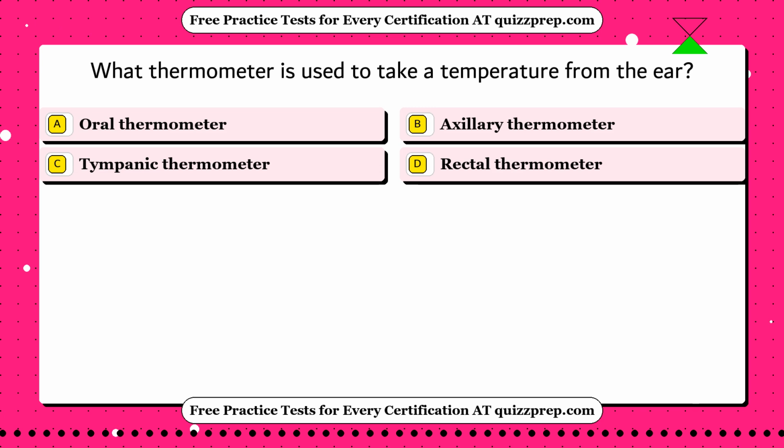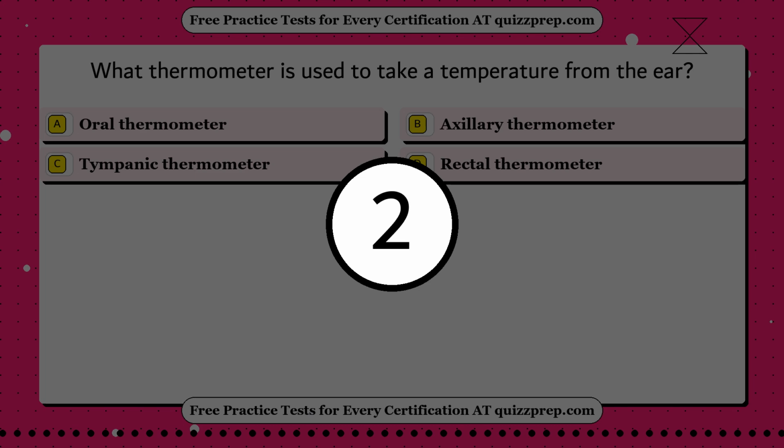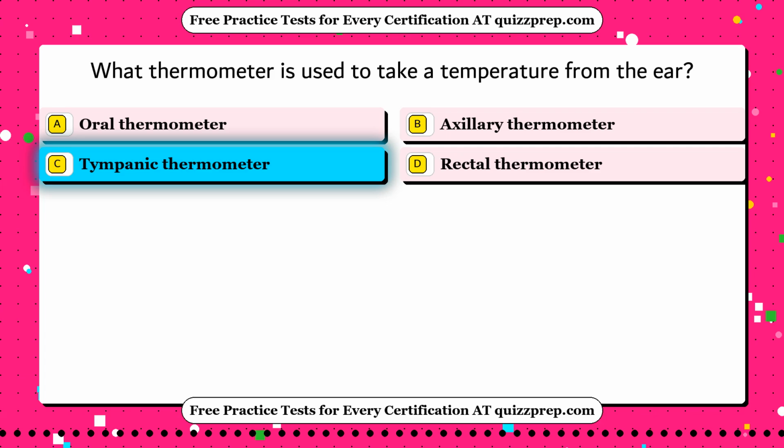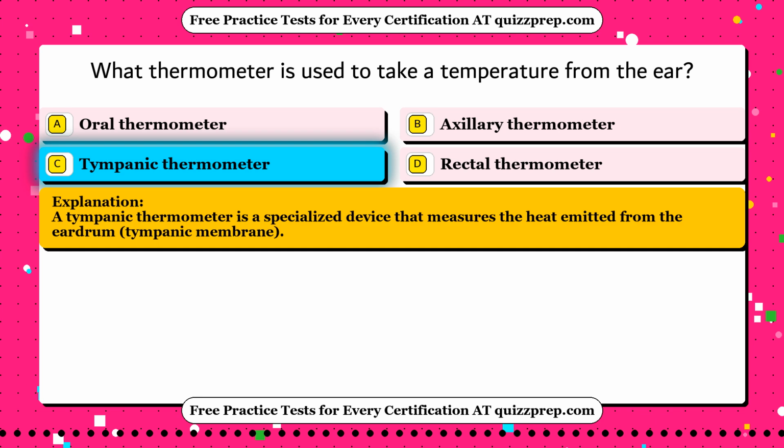Question 5. What thermometer is used to take a temperature from the ear? Option A, oral thermometer. Option B, axillary thermometer. Option C, tympanic thermometer. Option D, rectal thermometer. The correct answer is option C, tympanic thermometer. A tympanic thermometer is a specialized device that measures the heat emitted from the eardrum, tympanic membrane.